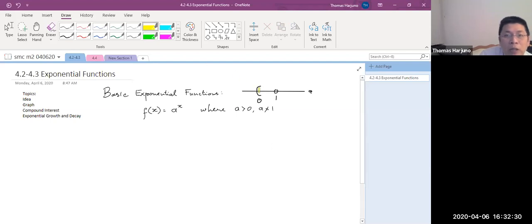Okay, so it can be only from 0 to 1, not including 1, and 1 to infinity. That's what the base can be. I will explain later on why we only deal with a positive base and why the base cannot be 1. Let's say, for example, we deal with f(x) equals 2 to the x.